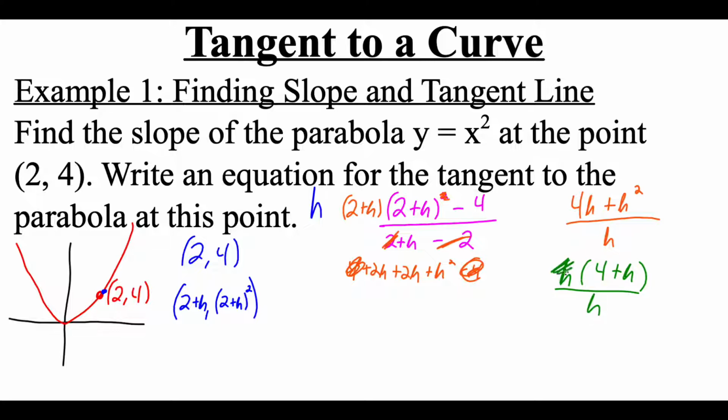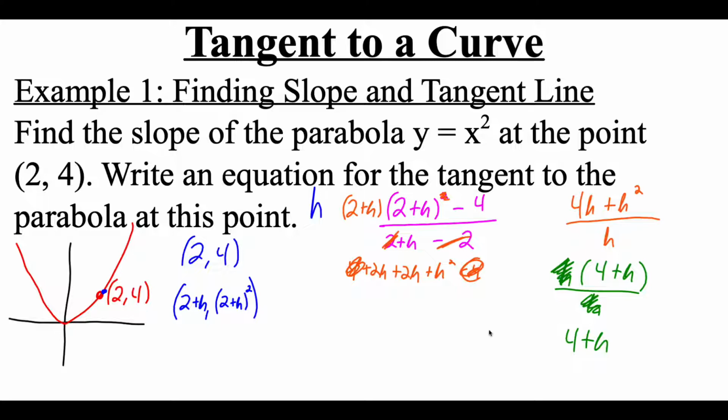And then I'm going to be able to cancel out this GCF of h that we just took out of there with the h that was on the bottom. So that leaves us with 4 plus h as we simplify all of that down. Now what we're going to do with this, we said that h was the x distance that we were away from that 2. And in order to come up with our tangent line, we wanted that distance to be super close to that 2 that we started with.